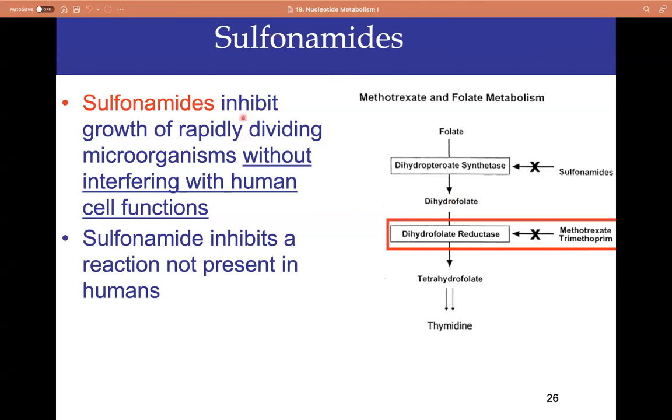Someone asked in the previous slide, is RA for rheumatoid arthritis? Yes. Rheumatoid arthritis is another application of methotrexate.